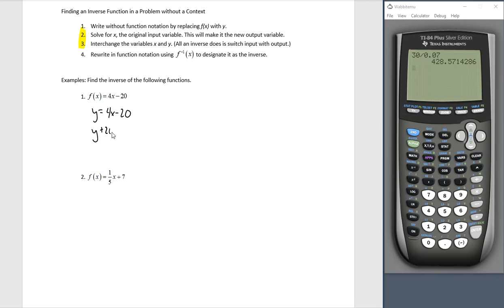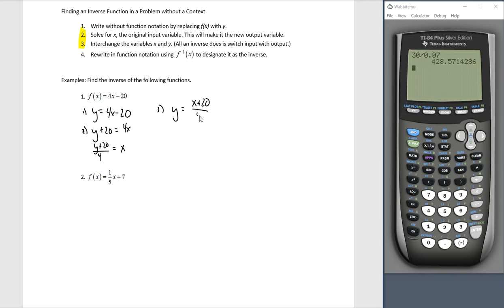Let's add 20 to both sides. And then let's divide both sides by 4. There we go. Y plus 20 is divided. Step 2. Wow, that's where all the work is. Step 3. Y plus 20 divided by 4 is equal to x. Now step 3 says what was an x becomes a y. What was a y becomes an x.